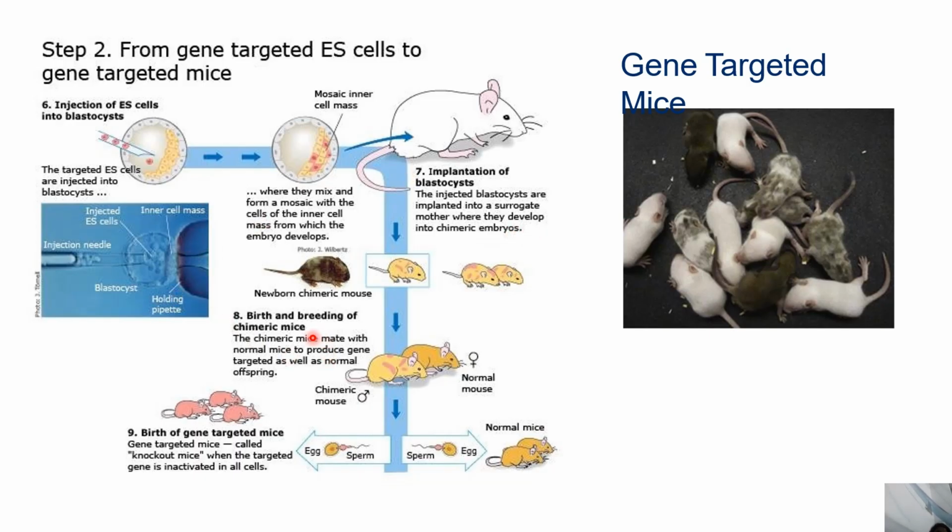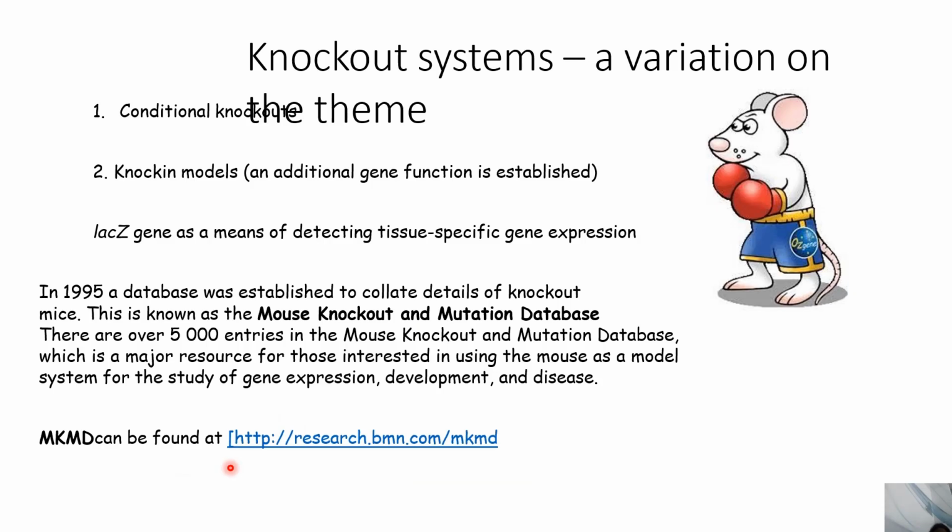Then birth and breeding of the chimeric mice. The chimeric mice mate with normal mice and produce gene targeted as well as normal offspring. And then we see the birth of gene targeted mice. Gene targeted mice are called knockout mice when the targeted gene is inactivated in all the cells. We can do conditional knockout, we can do knock-in where additional gene function is established, we can do Lox-Cre as a means. So in 1995, a database was established to collect details of knockout mice.